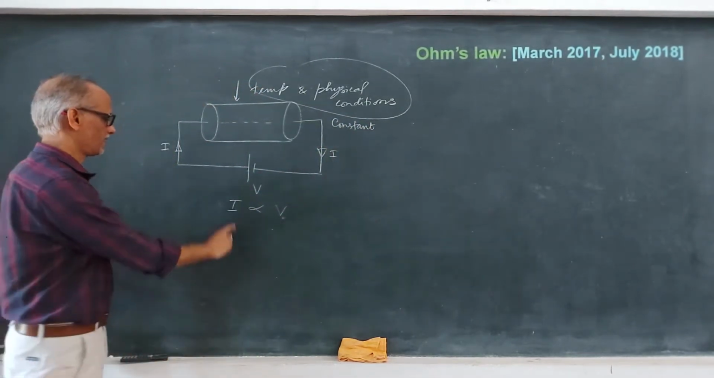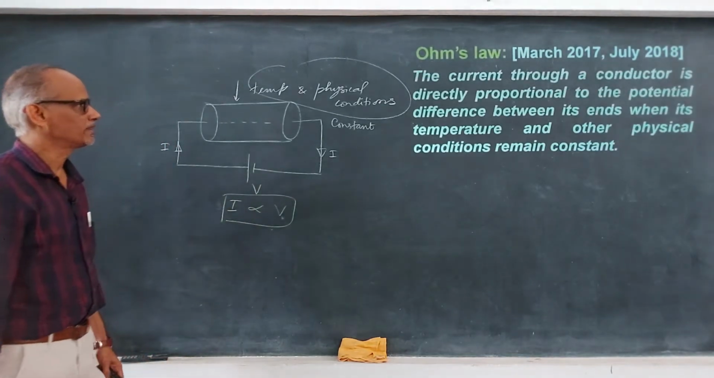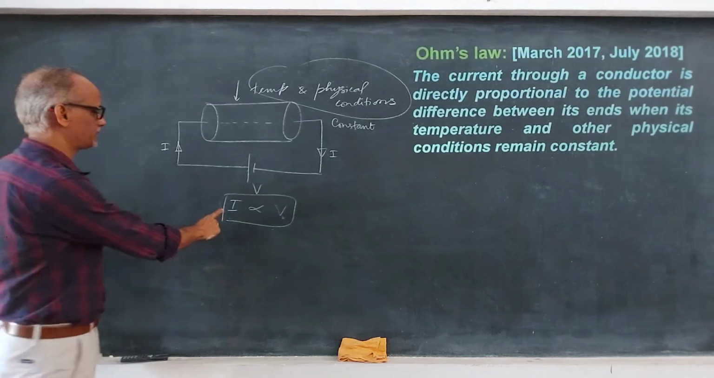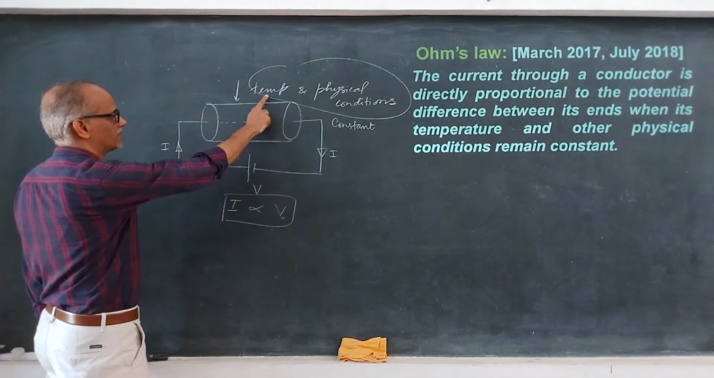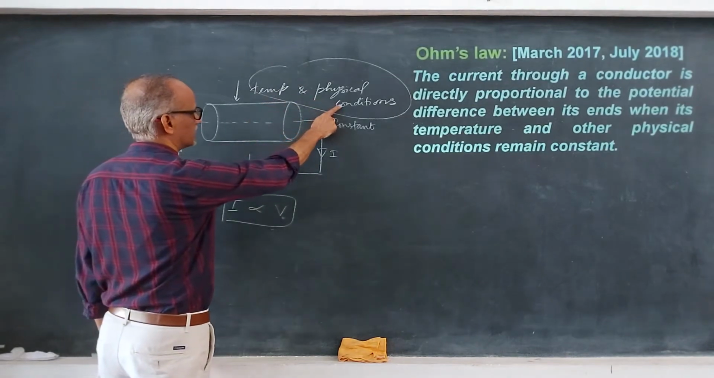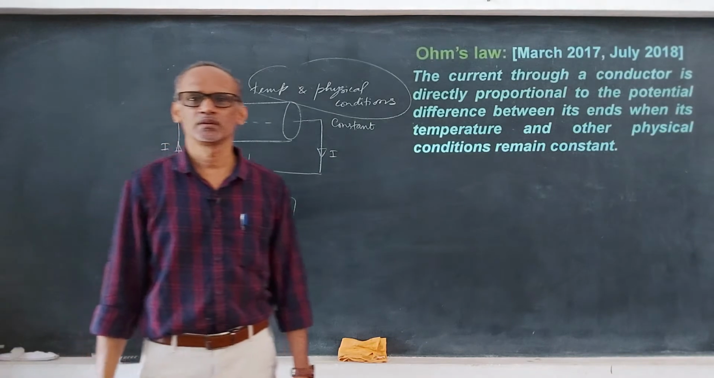So, only then this statement is valid. So, what is the exact statement? The current through a conductor is directly proportional to the potential difference between its ends when its temperature and other physical conditions remain constant. So, this is called Ohm's law.